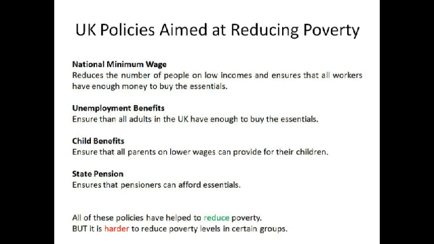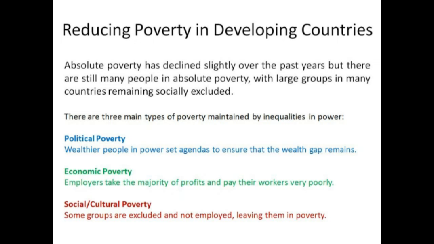But unfortunately, it's harder to reduce poverty in certain groups, such as the disabled. Luckily, absolute poverty has declined slightly in the past few years, but there's still many people living in absolute poverty, with large groups in many countries remaining socially excluded. And there's three main types of poverty maintained by inequalities in power. So there's political poverty, when wealthier people in power set agendas and laws and stuff to ensure that the wealth gap remains and they stay rich. Economic poverty, when employers take the majority of profits and pay their workers really badly. And social and cultural poverty, when some groups are just completely excluded and not employed, leaving them in poverty. This can be to do with like racism or gender or stuff like that.